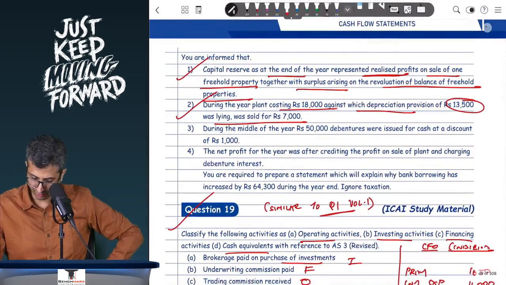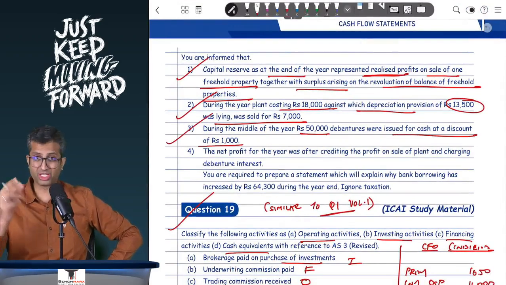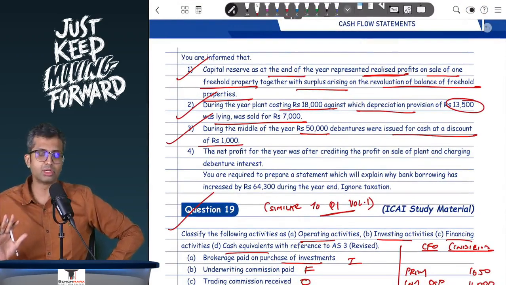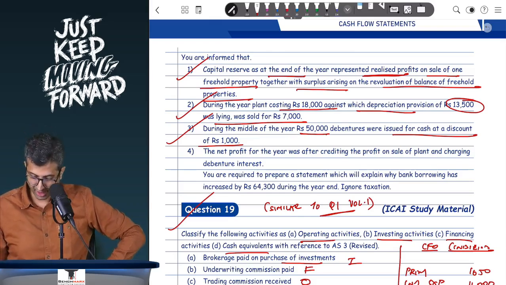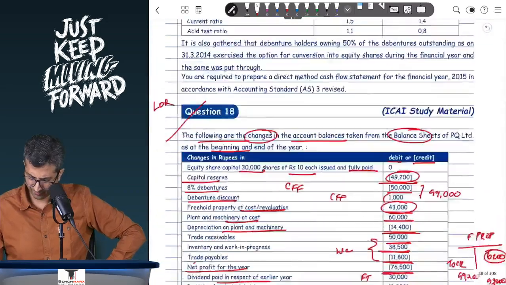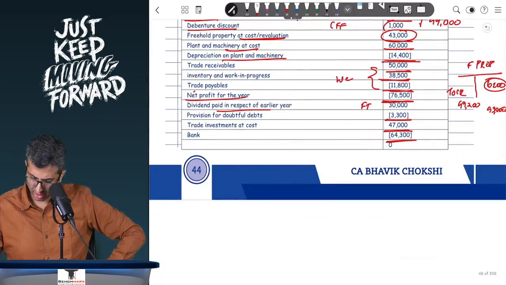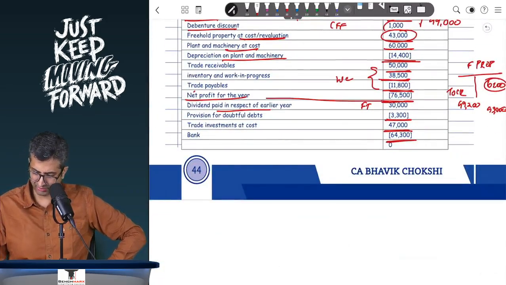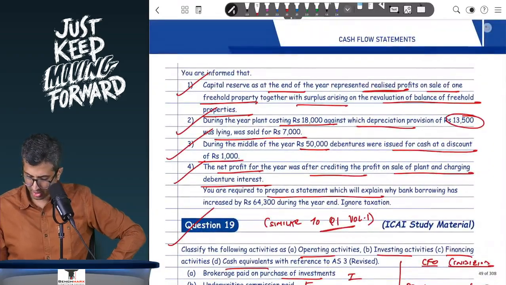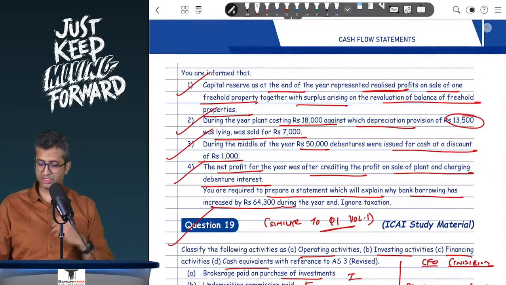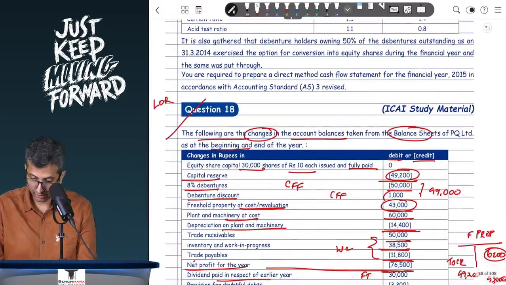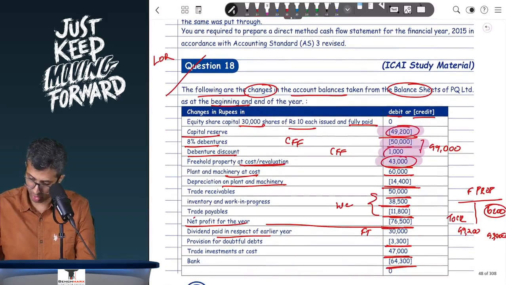Okay, during the middle of the year, 50,000 of debentures were issued for cash at a discount of 1,000. So 49,000 will be there in our cash flow from financing, and the net profit for the year after crediting profit on sale of plant and charging debenture interest. So that is your 76,500 net profit, which is after all of this. You are required to prepare a statement which will explain why bank borrowing has increased by 64,300 during the year. So over here 49,200 हमने consider किया, 50 and 1 also consider किया, freehold property also considered.